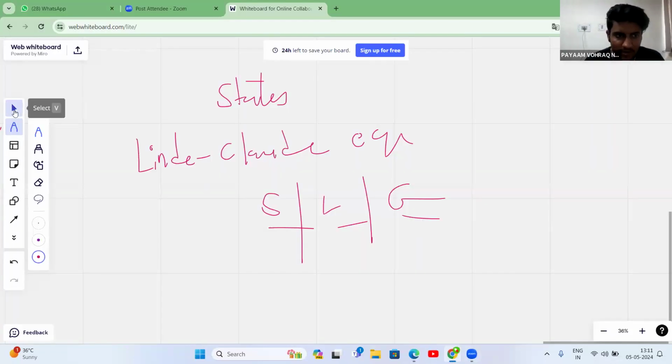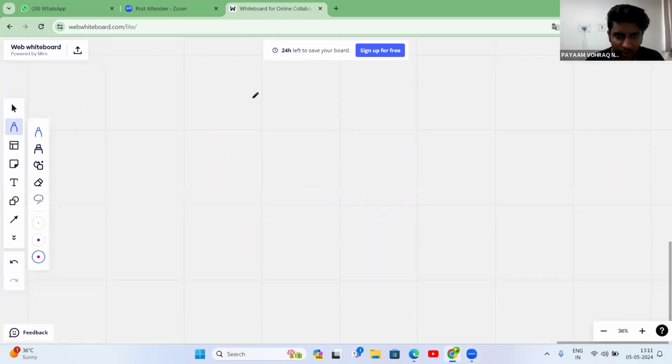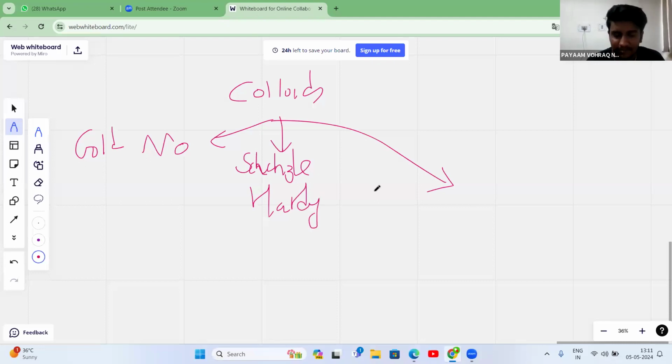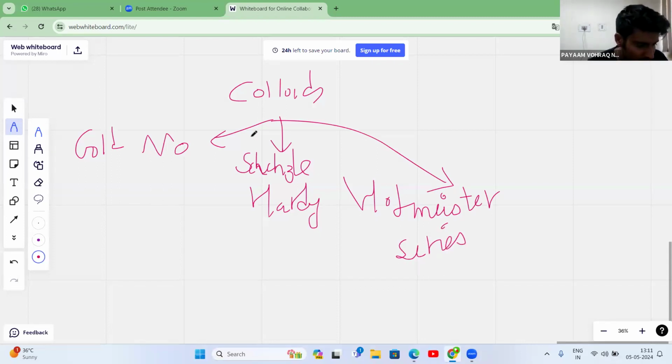Colloids and diffusion. From the colloidal part, we have to know about gold number. What does gold number show? Higher the gold number, lesser is the protective ability. If the gold number increases, will protectivity increase or decrease? It will decrease. Gold number, Schulze-Hardy rule, Hofmeister series. I hope it is visible on YouTube as well. Good. Moving ahead. Higher the gold number, lesser is the protective ability.